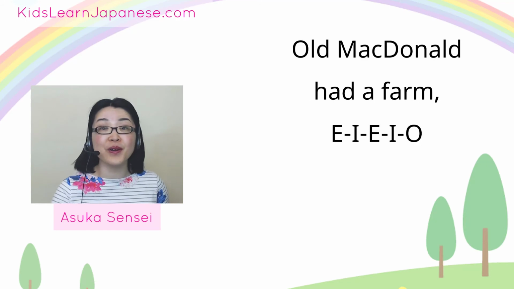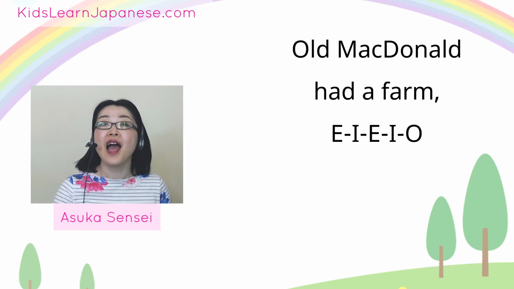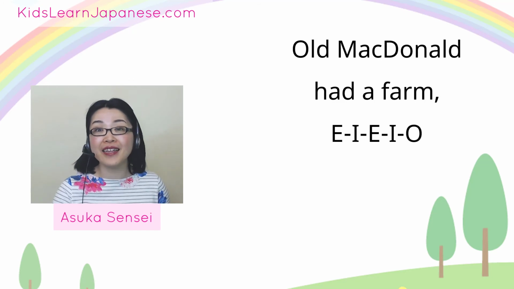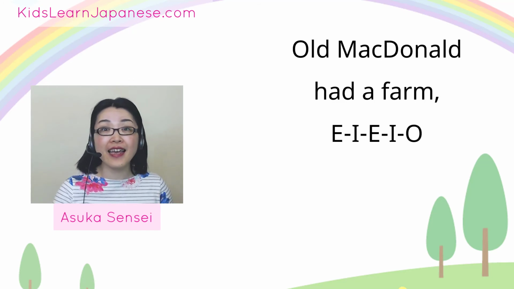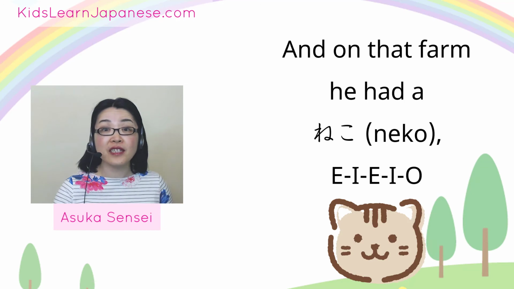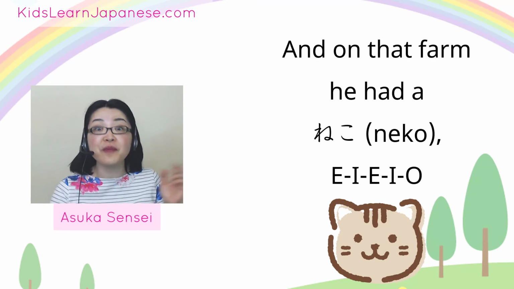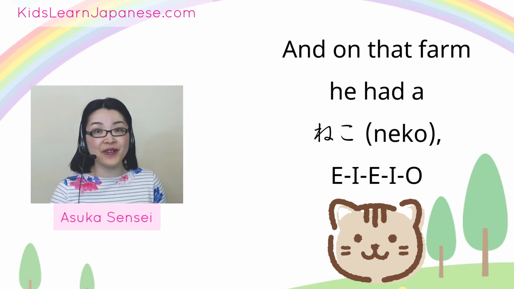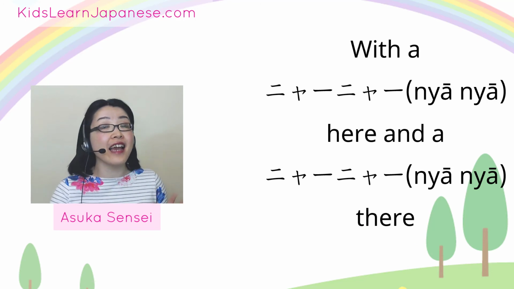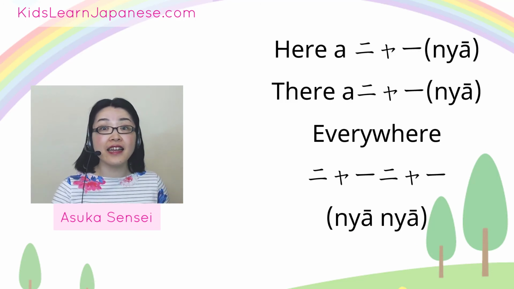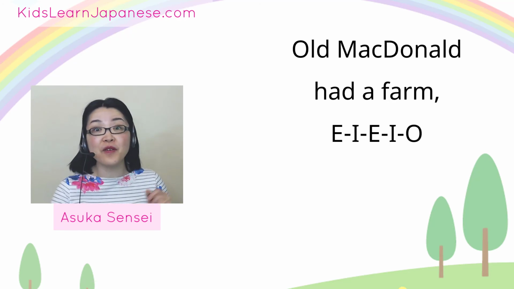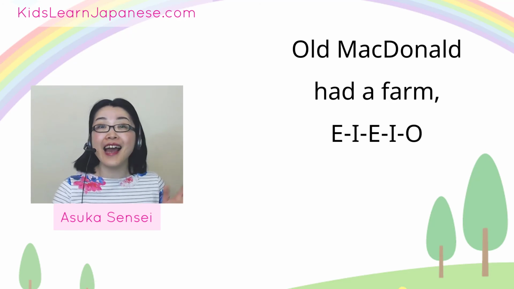Old MacDonald had a farm, E-I-E-I-O. Old MacDonald had a farm, E-I-E-I-O. And on the farm he had a neko, E-I-E-I-O. With a nya here and a nya there, here nya, there nya, everywhere nya. Old MacDonald had a farm, E-I-E-I-O.